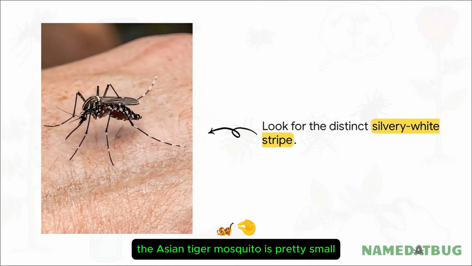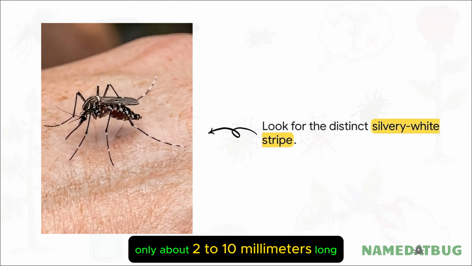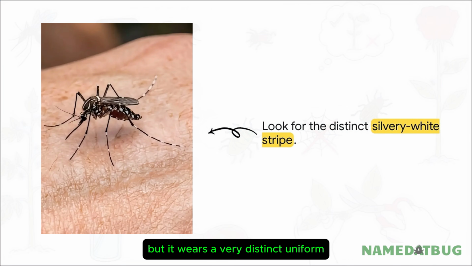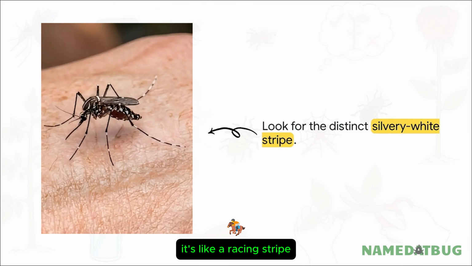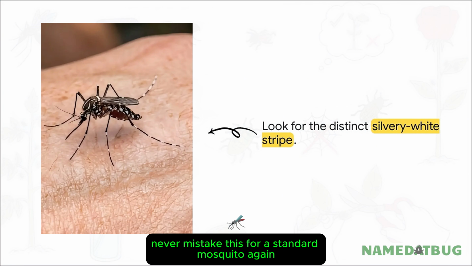The Asian tiger mosquito is pretty small, only about 2 to 10 millimeters long, but it wears a very distinct uniform. Just look at that striking black body with the white stripes on its legs. But the absolute dead giveaway is that single, silvery white stripe running right down the center of its back. It's like a racing stripe. Once you know to look for it, you will literally never mistake this for a standard mosquito again.